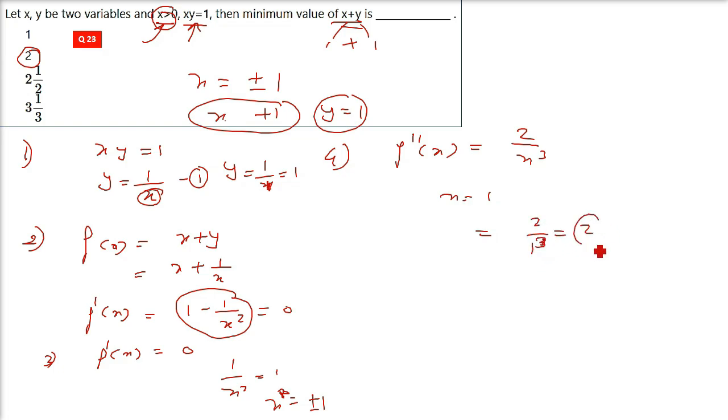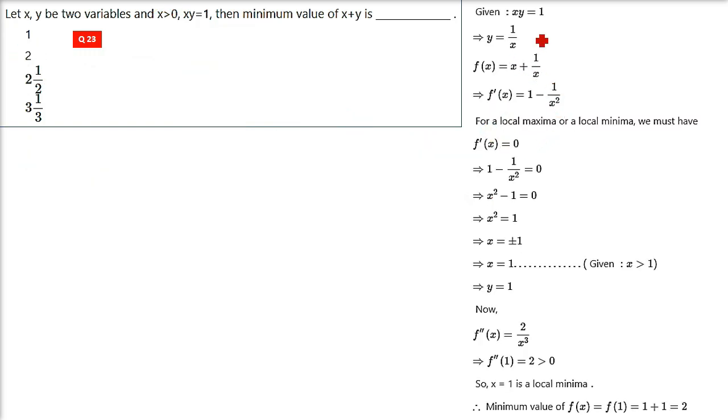So we have 2 by x cube, we will replace x by 1 and we get 2, which is positive. Positive means you are getting a minimum value. So this proved that this is the minimum value. So how are we going to go about it? This is in front of you now. The only thing which is important here is x greater than 0, so you won't take x equals negative 1 in any case.